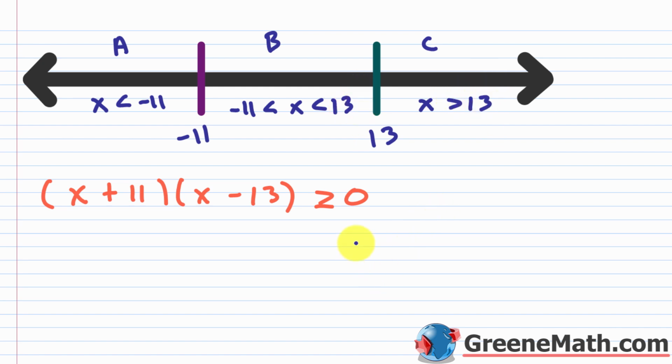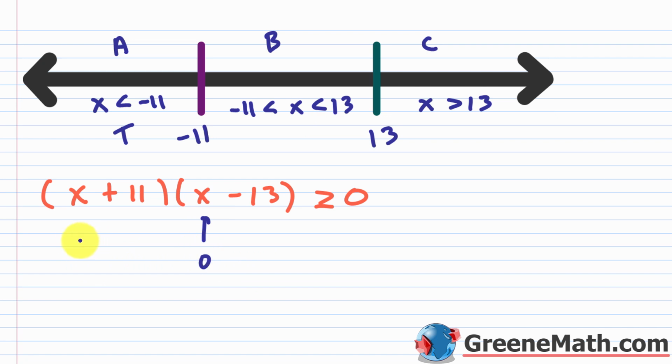Okay. So let's pick something from region A. You can just pick something like maybe negative 12. So let's do negative 12 here and negative 12 here. And make this a little bit better. So negative 12 plus 11 is going to be negative 1. So I know this is negative. Negative 12 minus 13 is negative 25. So this is negative. Negative times negative is positive, and positive is always greater than 0. So this is true.